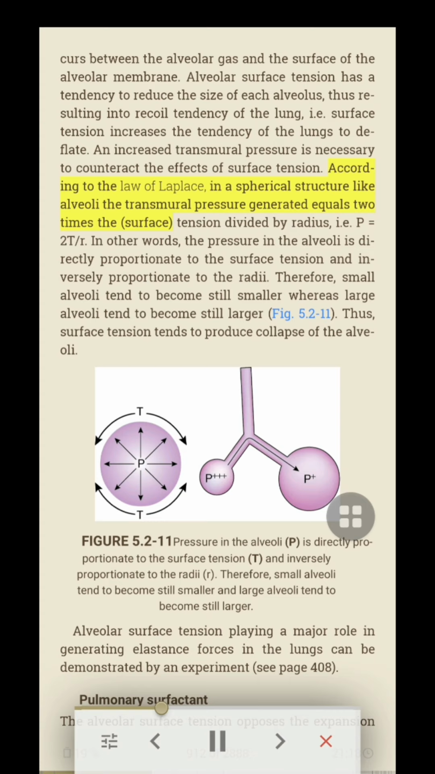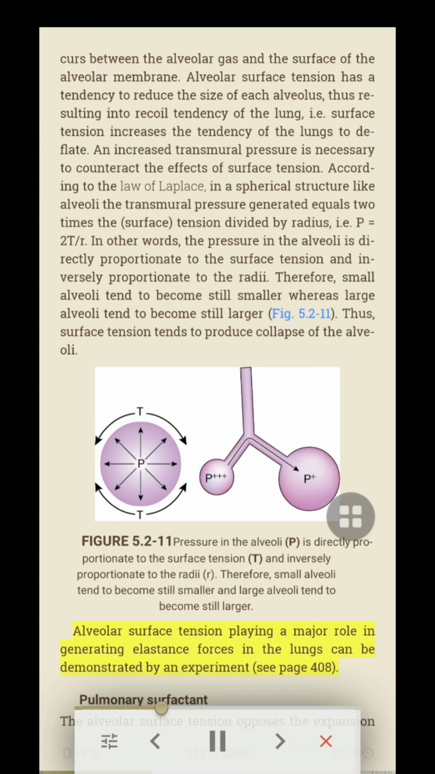According to the law of Laplace, in a spherical structure like alveoli, the transmural pressure generated equals 2 times the surface tension divided by radius, i.e. P = 2T/R. In other words, the pressure in the alveoli is directly proportionate to the surface tension and inversely proportionate to the radii. Therefore, small alveoli tend to become still smaller, whereas large alveoli tend to become still larger, Fig. 5.2-11. Thus, surface tension tends to produce collapse of the alveoli. Figure 5.2-11: pressure in the alveoli, P, is directly proportionate to the surface tension, T, and inversely proportionate to the radii, R. Therefore, small alveoli tend to become still smaller and large alveoli tend to become still larger.